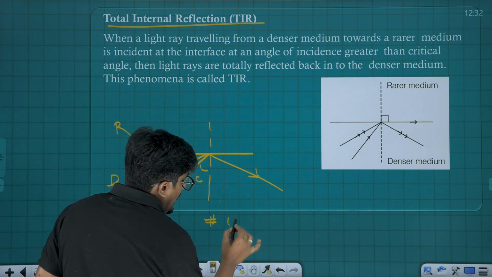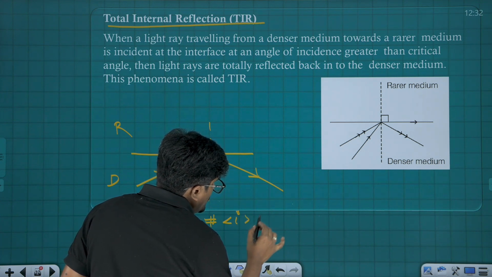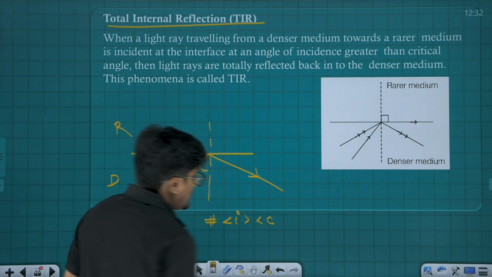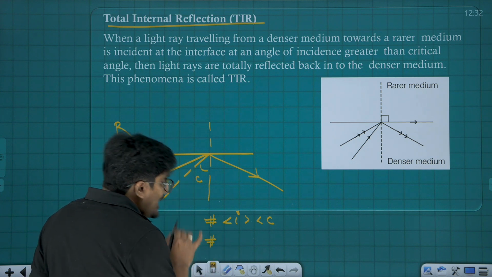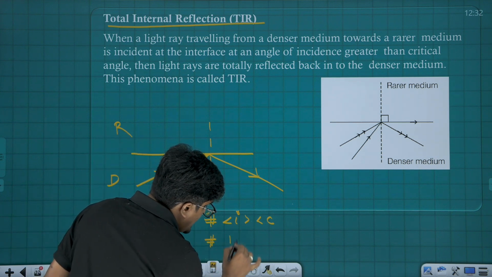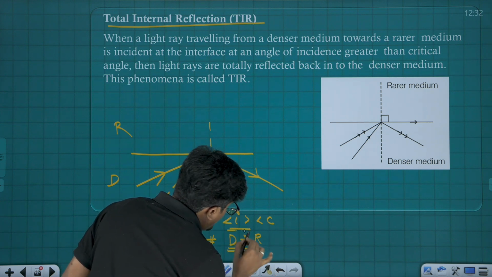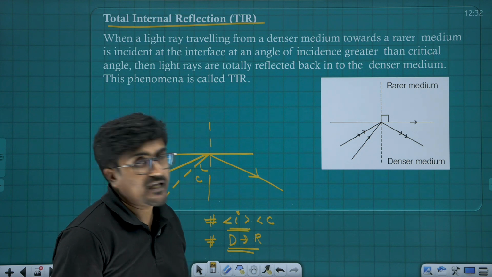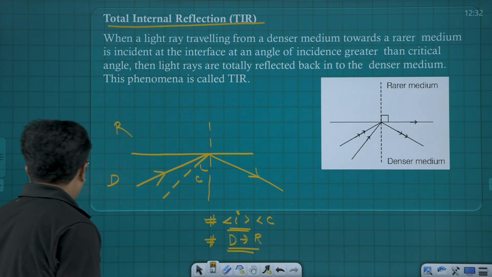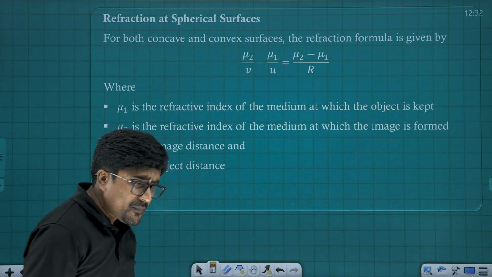The conditions for total internal reflection: condition number 1, the angle of incidence needs to be greater than the critical angle. Condition number 2, the light must be traveling from a denser medium to a rarer medium. These are the two mandatory conditions for total internal reflection to take place. Moving to the next, that is refraction at spherical surface.